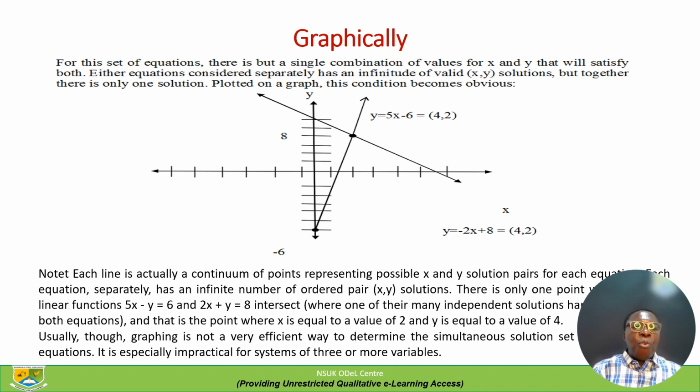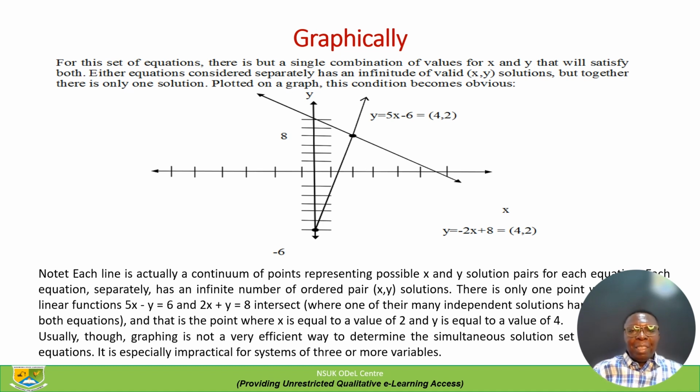So for this set of equations, there is a single combination of values for x and y that will satisfy both. Either equation considered separately has an infinitude of solutions for x and y. But together, there is only one solution. Plotted on a graph, this condition becomes obvious.